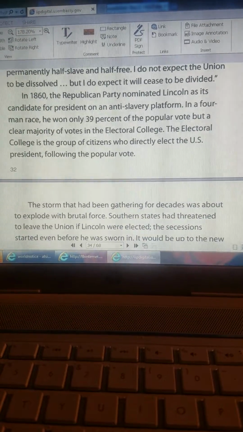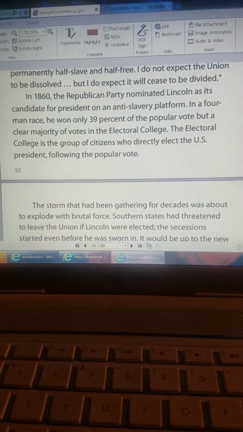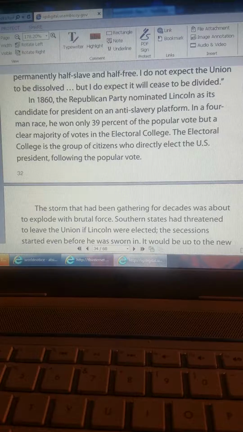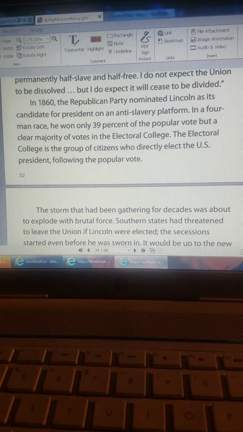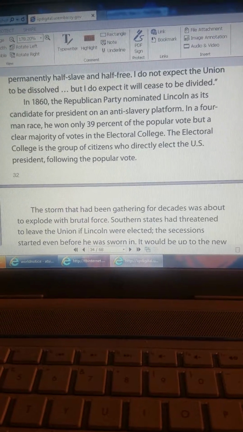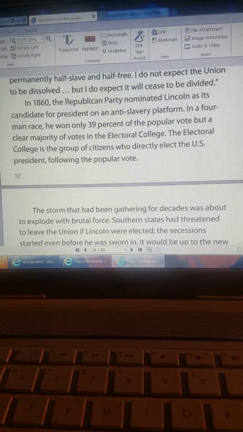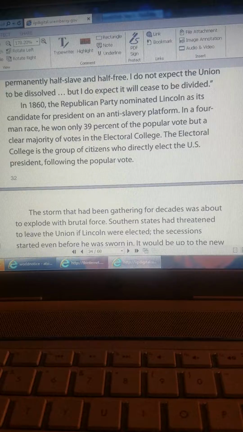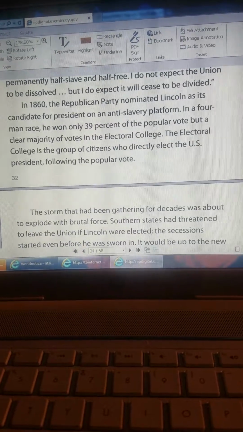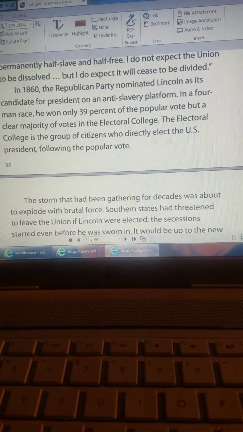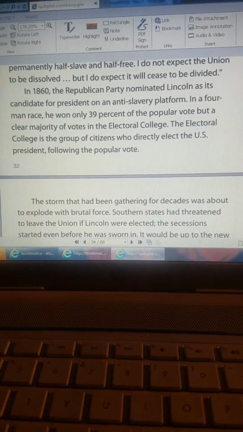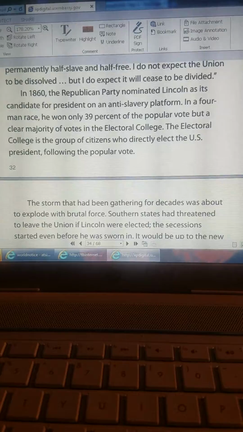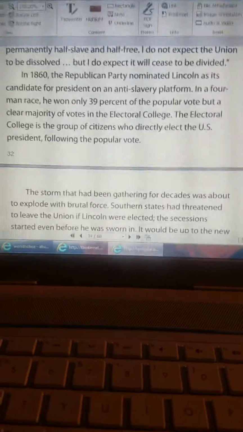In 1860, the Republican Party nominated Lincoln as its candidate for president on an anti-slavery platform. In a four-man race, he won only 39% of the popular vote, but a clear majority of votes in the electoral college. The Electoral College is the group of citizens who directly elect the U.S. president following the popular vote.